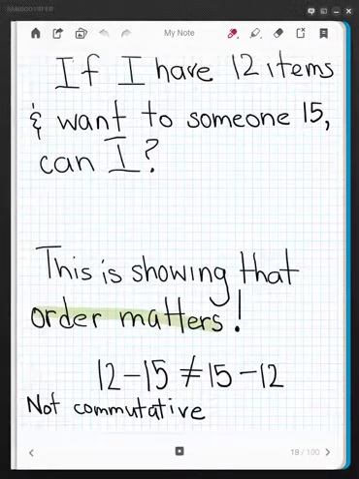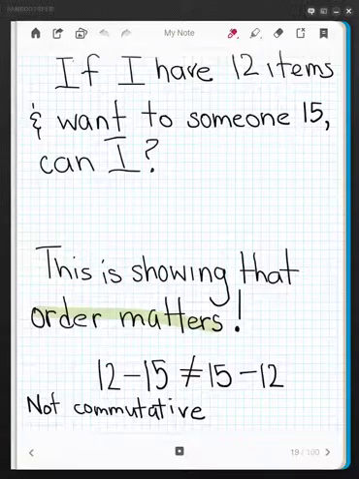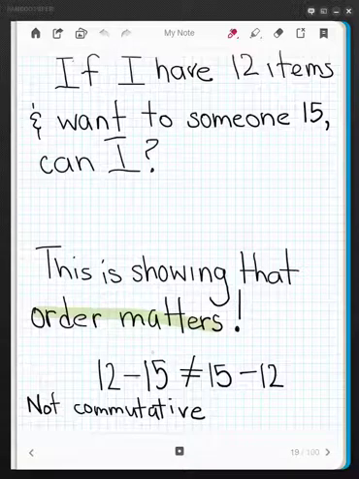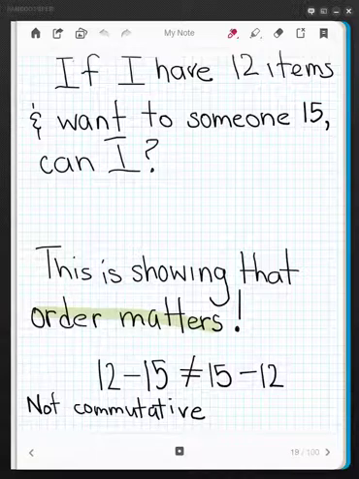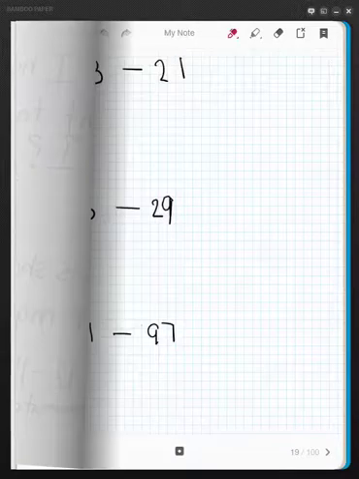So now if I have 12 items and if I want to give somebody 15, can I do that? If you only have 12, can you give away 15? You're right, you can't do that, right? Because if you have 12, you can't give somebody 15 from 12. So what this is pointing out is that order does indeed matter. 12 minus 15 does not equal 15 minus 12. Subtraction is not commutative like addition is, and I talked about that just a little bit beforehand.